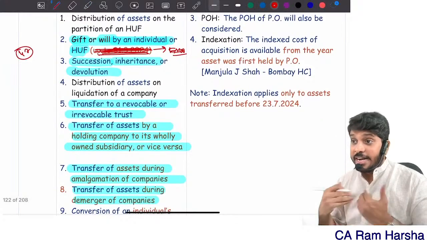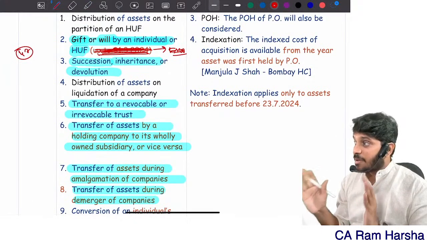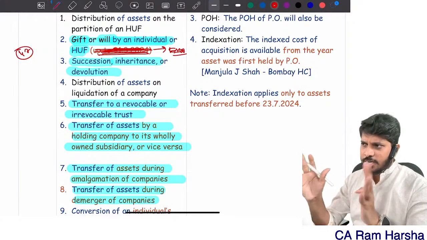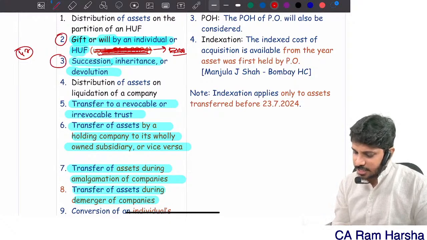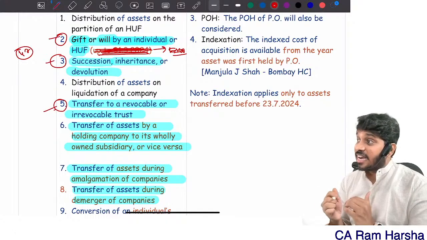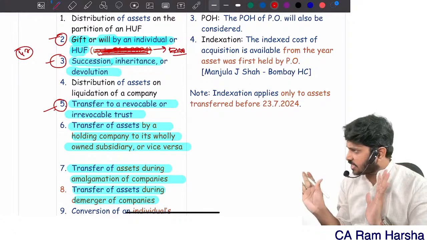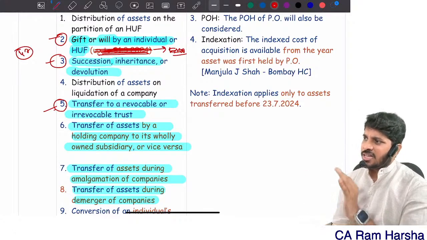So these points are majorly enough. Mainly for us, individual taxation is what is majorly tested in capital gain. So if you are strong at individual related provisions alone, that's more than enough. Getting it? Gift, succession, transfer to a revocable or irrevocable trust. These are all individual related provisions. If you understand these 3 provisions, that's enough. I got the capital asset as a gift, under will, succession, inheritance.